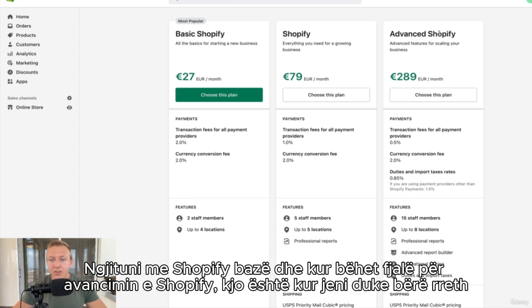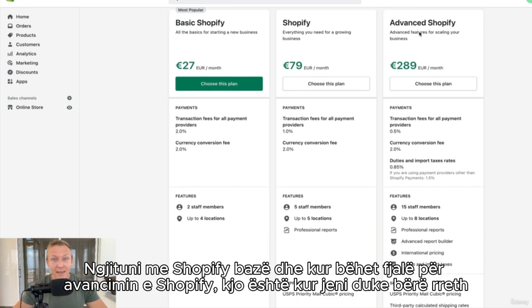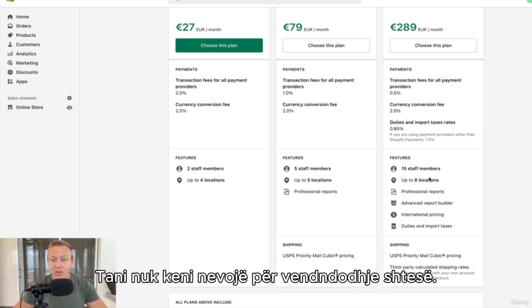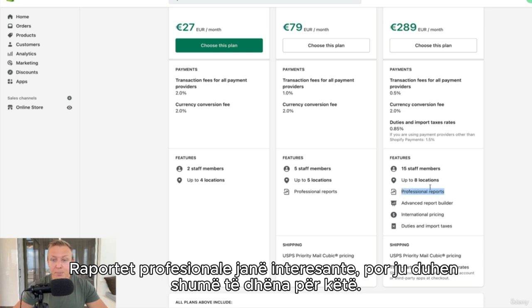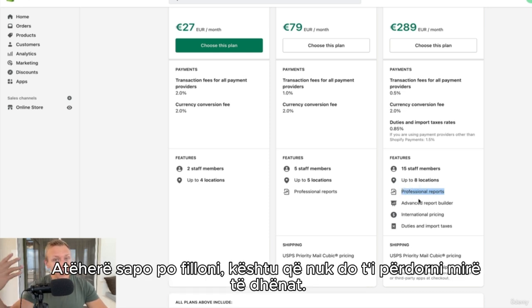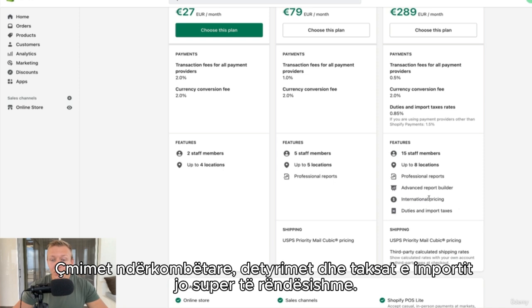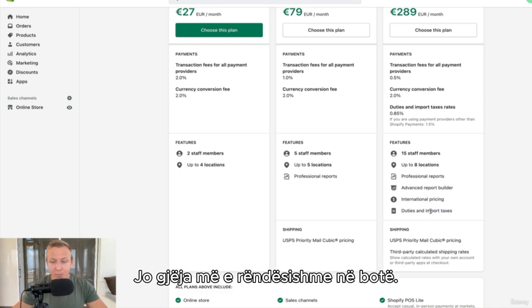And when it comes to advanced Shopify, this is when you're making around 6 figures and when you're really looking to be expanding into more staff members. Now, you don't need extra locations. Professional reports are interesting, but you need a lot of data for that, and you're just starting out, so you're not going to make any good use of the data. Advanced report builders, same thing. International pricing, not super important. Duties and import taxes, we just spoke about that, not the most important thing in the world.